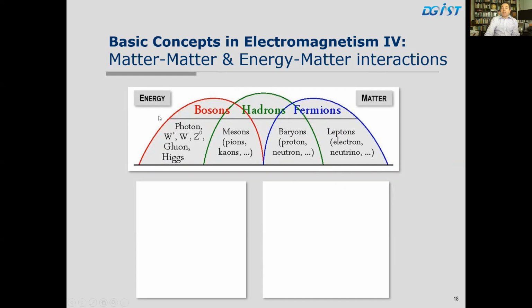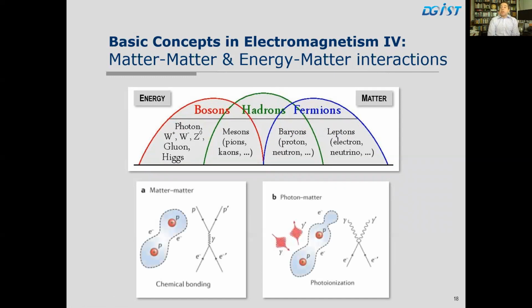So from the left side, we have energy, and on the right side, we have matter. So there's a kind of conversion between energy and matter. Most of you are familiar with Einstein's equation, E equals mc squared. And we have matter-matter interactions, which involve chemical bonding, for example. So an atom here will combine with another atom. The electrons will interact and create a chemical bond.